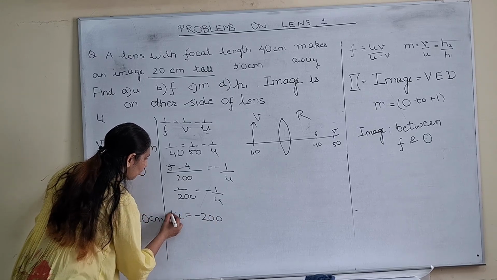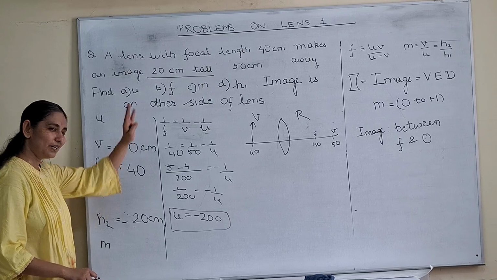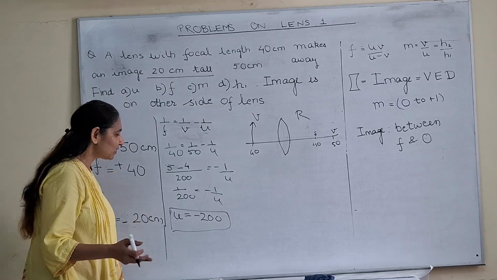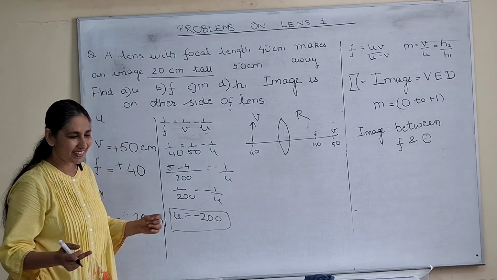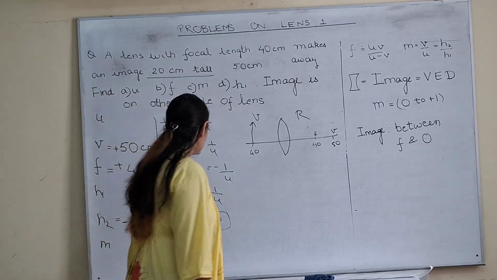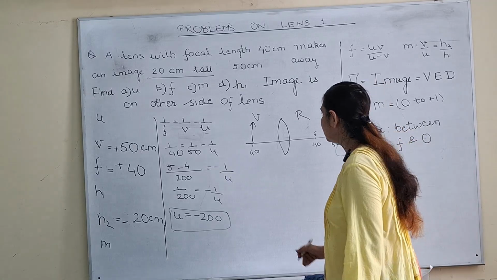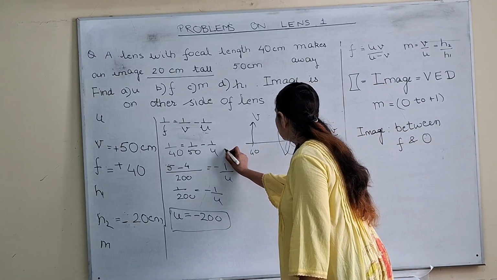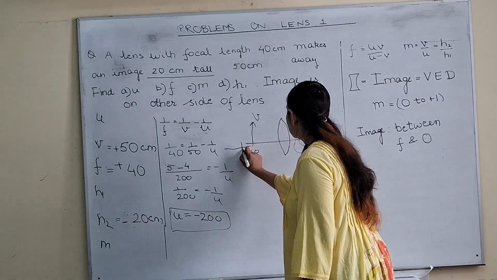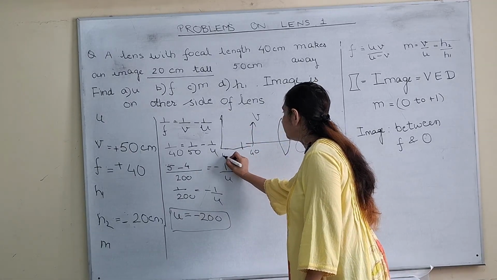Oh God, the object has run away to 200 centimeter. 200 centimeter, do you realize? 2 meters. It has gone so far away. Okay, so we found u, which is minus 200. So now we are at 40. The image will be somewhere here, and the object, we don't know where it is, it's very far, at u equal to 200 centimeter.